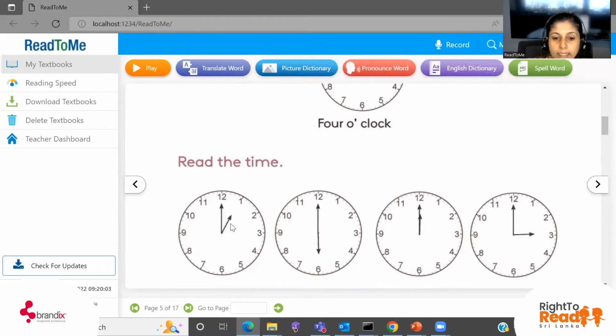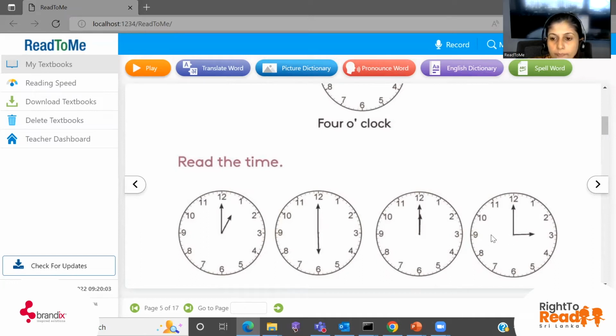You can start from the number where the short hand is. Look at the number where the short hand is. The short hand is on number 1, so you have to start with 1. 1 o'clock. Second one, where is the short hand? In the second one, the short hand is on number 6. The long hand is on number 12. So what is the time here? Can you read the time? Yes, it is 6 o'clock.